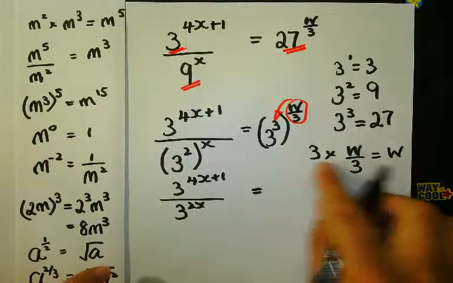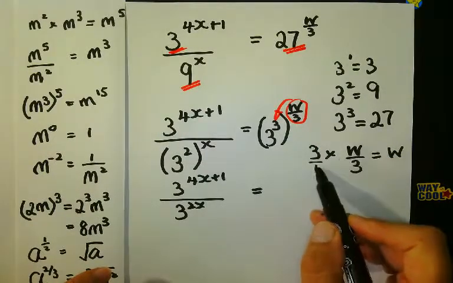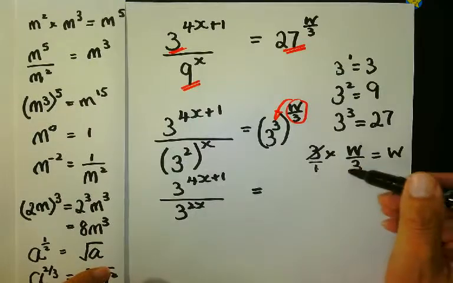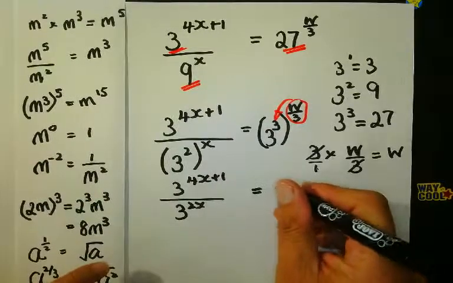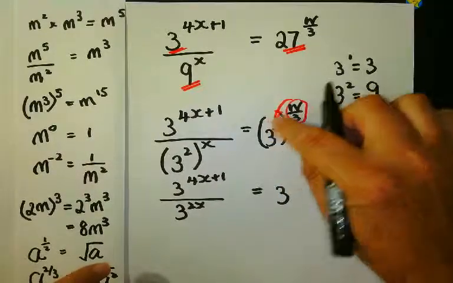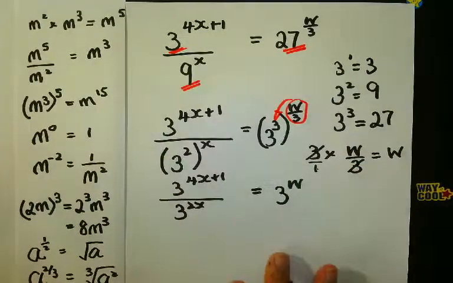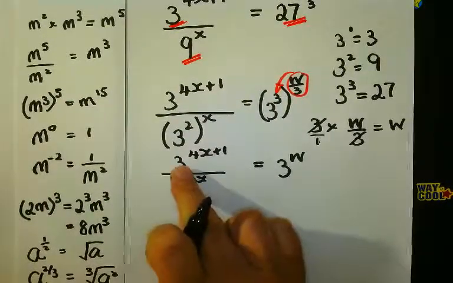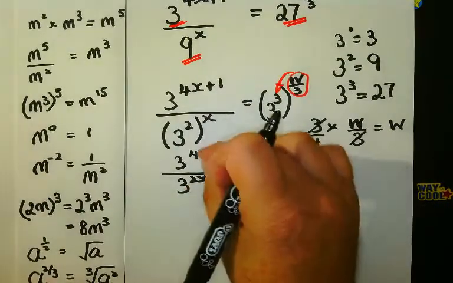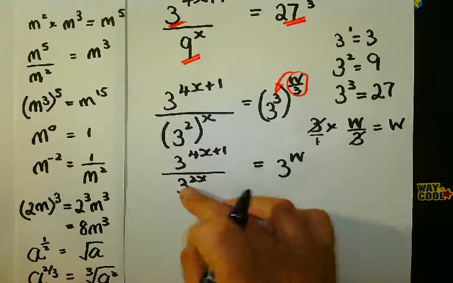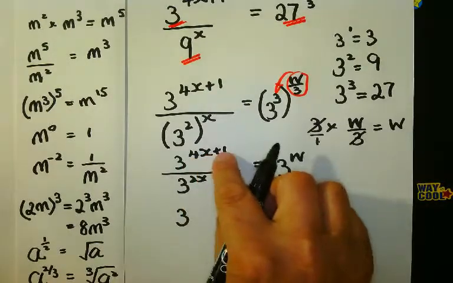If you're not sure, just recognize that 3 is 3 over 1. So 3 times w makes 3w, and 1 times 3 makes 3, or you can recognize that you can cancel that 3 out with that 3, and that just gives you w, whichever way you see it. So because it's power on a power, we multiply, and this simply becomes w. Now, a note here. We've got 3 to the power of 4x plus 1 over 3 to the power of 2x. Remember, if the bases are the same, we can just simply subtract the powers. So this is going to be 3 to the 4x plus 1 minus 2x.